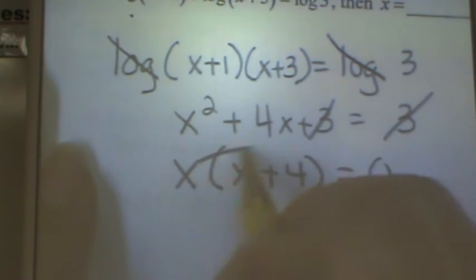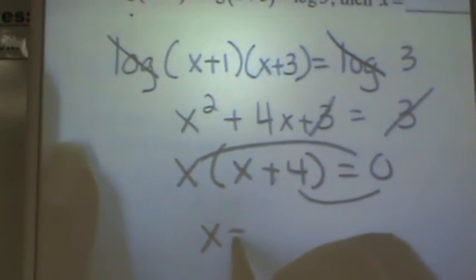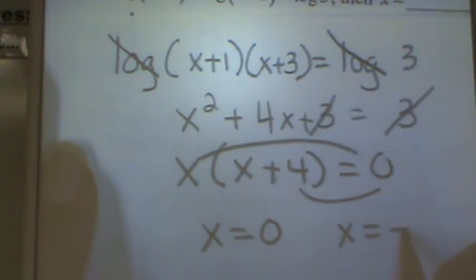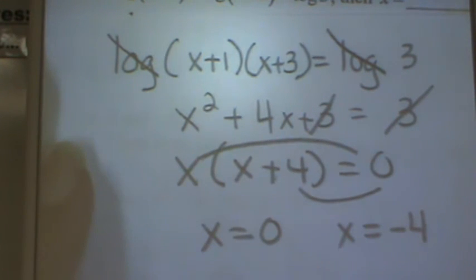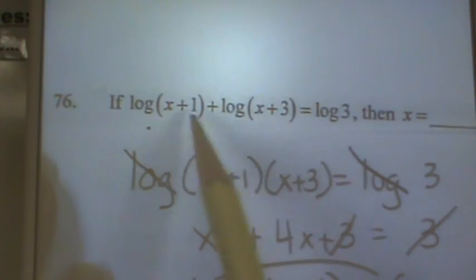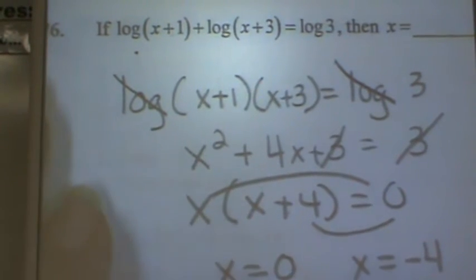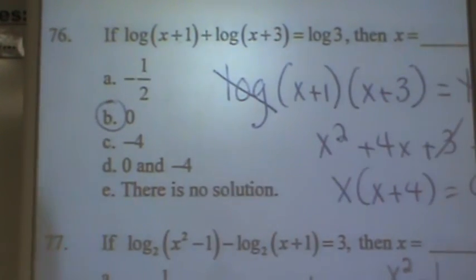Set this equal to 0, so there's two possible answers. x is 0 and x is negative 4. But we're going to cancel out the negative 4 answer because if you plug in negative 4, you would end up having a negative. You can't have that, so 0 is the only answer.